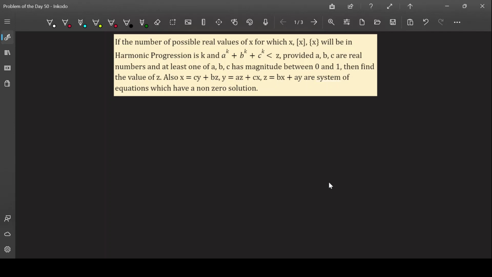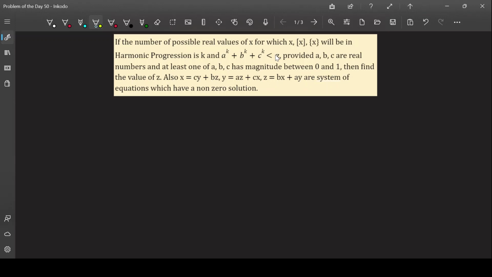this problem. So the question is: if the number of possible real values of x for which x, floor of x, and the fractional part of x are in HP, that is harmonic progression, is k, and a^k + b^k + c^k is less than z, provided a, b, c are real numbers and at least one of a, b, c has a magnitude between 0 and 1. So this is a very key point to note. Then find the values of z.